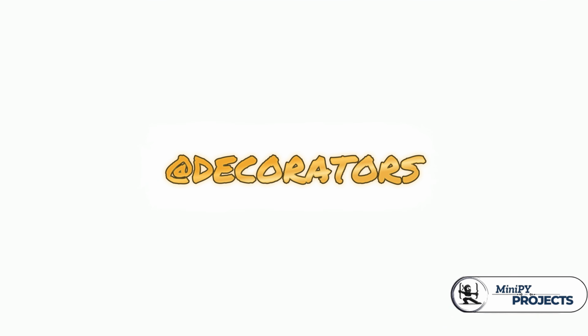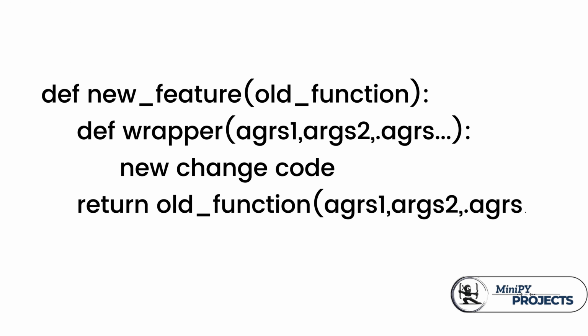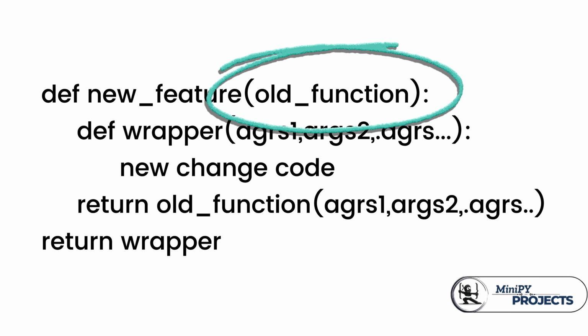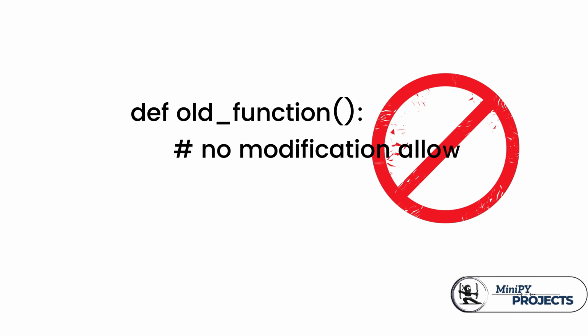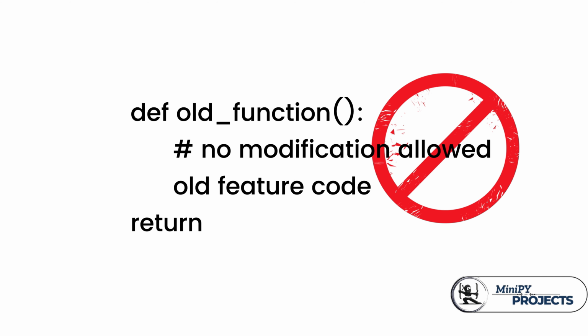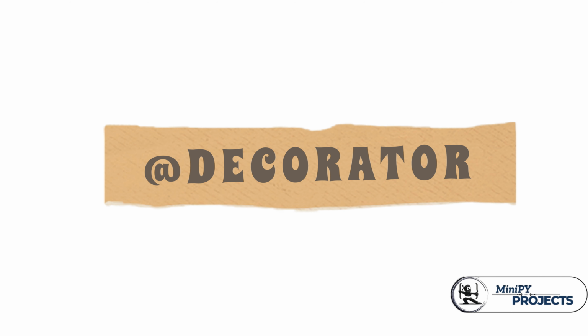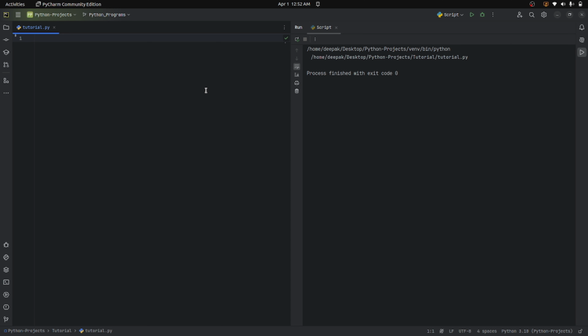So let's get started. A Python decorator is a function that modifies the behavior of another function or method without changing its code. It is applied using the @decorator_name syntax. So let's create an example for the decorators, how to use them.